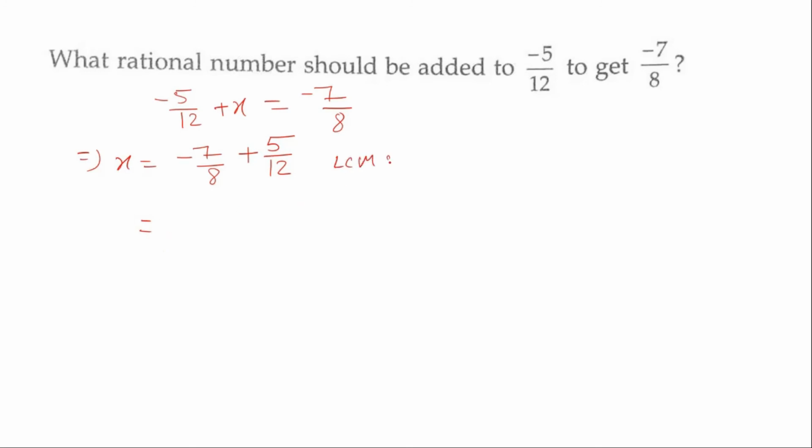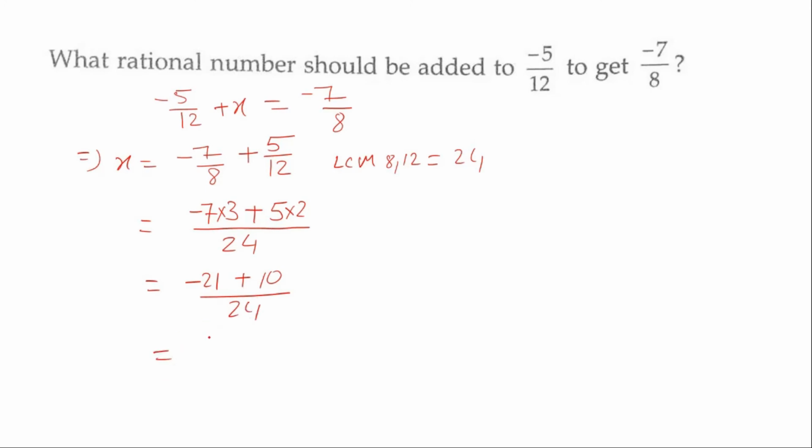Now let us find the LCM of 8 and 12. LCM of 8 and 12 is 24. 8 3s are 24, so we will multiply 3 with 7, plus 12 2s are 24, we multiply 2 with 5. It will be minus 21, it will be plus 10 by 24. Now minus 21 plus 10 is minus 11 by 24. So this is the rational number that we add to minus 5 by 12 to get minus 7 by 8.